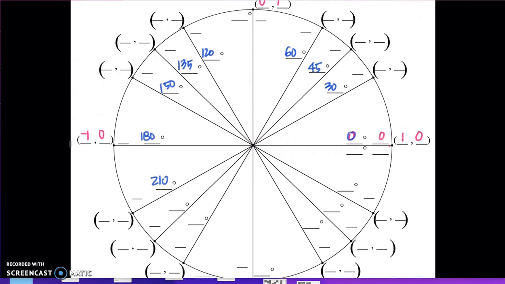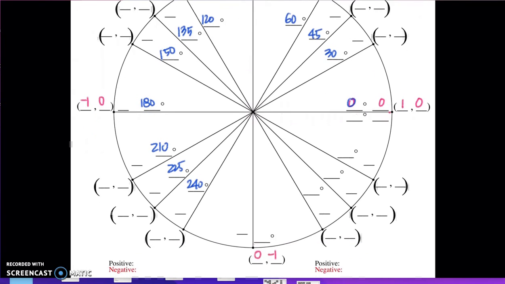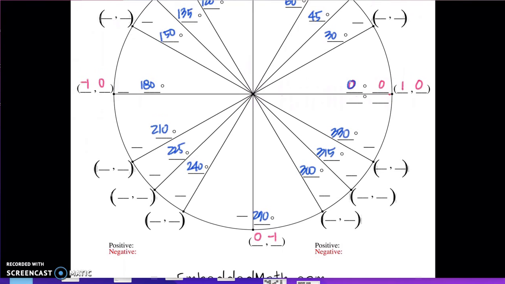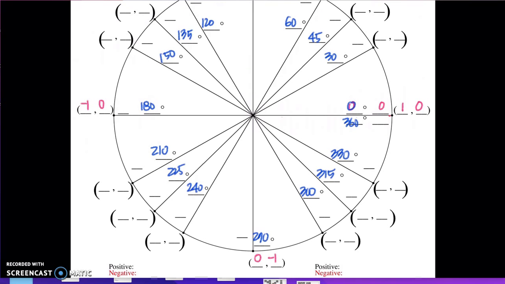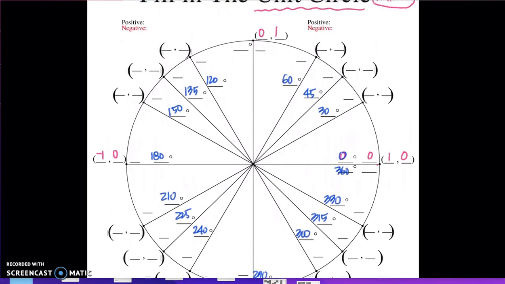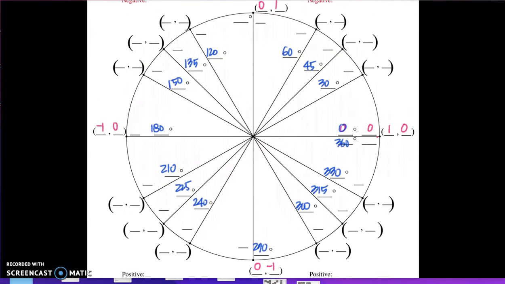210, 225, and then 240. We're basically growing by special right triangles, okay? 270 degrees here, 270, 300, 315, because 45, 45, 45, 45, 45, okay? And then 330 degrees. And we have here 360 degrees, okay? Soon, a butterfly will appear. You'll see the butterfly, okay?